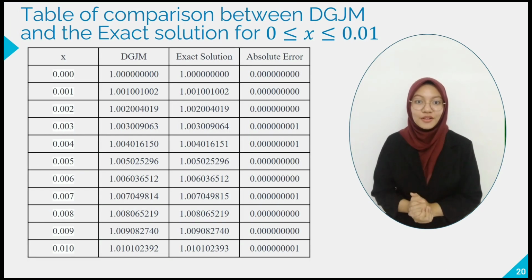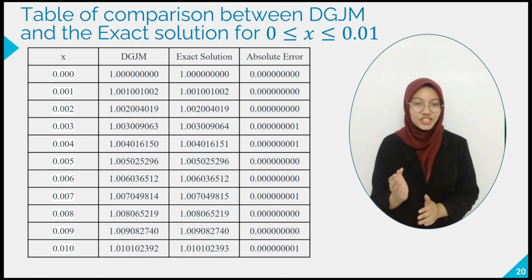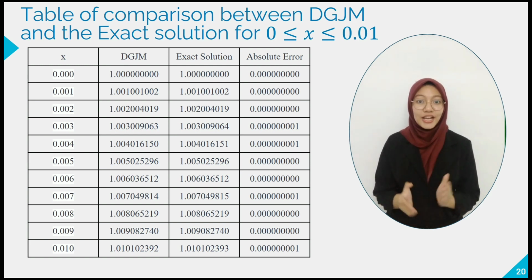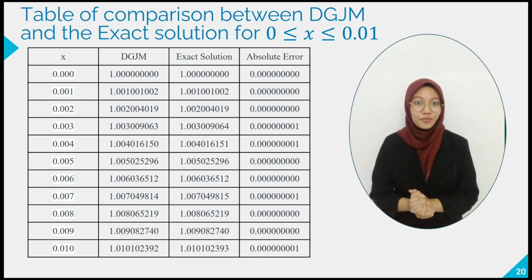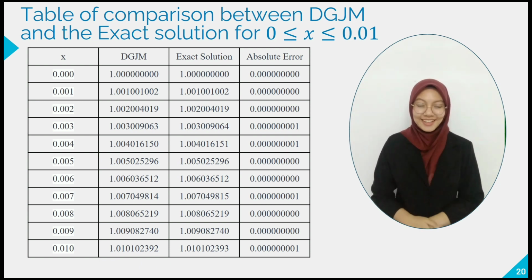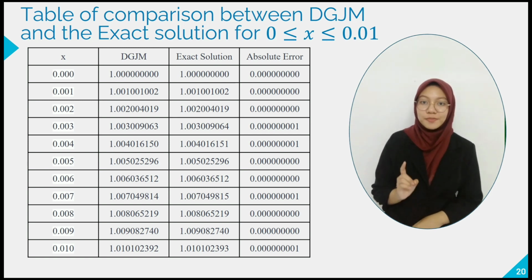Here is the table of comparison between the Daftardar-Gejji and Jafari method and the exact solution. From problem 2, the Daftardar-Gejji and Jafari method produced error values of 0 and 0.00000001 between x equal to 0 and x equal to 0.01. The findings of the analysis here indicate that a smaller error of the Daftardar-Gejji and Jafari method has been achieved.